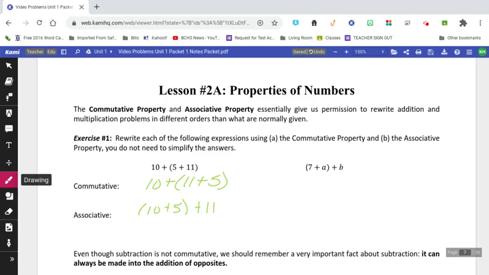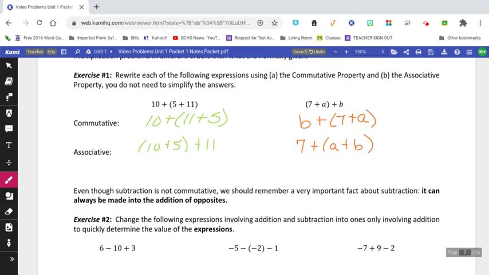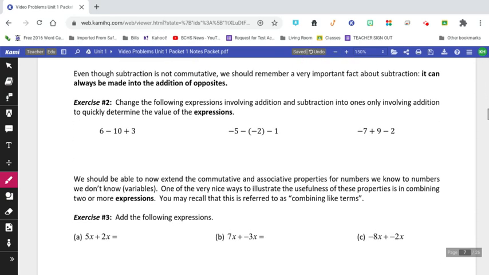Okay. Now for the next example, 7 plus A plus B, this time for commutative, I'm actually going to switch the entire sum in the parentheses with the B. So B plus 7 plus A. Okay, that would also be commutative. As far as associative, I would go back to the original and leave it in order, but simply move the parentheses.